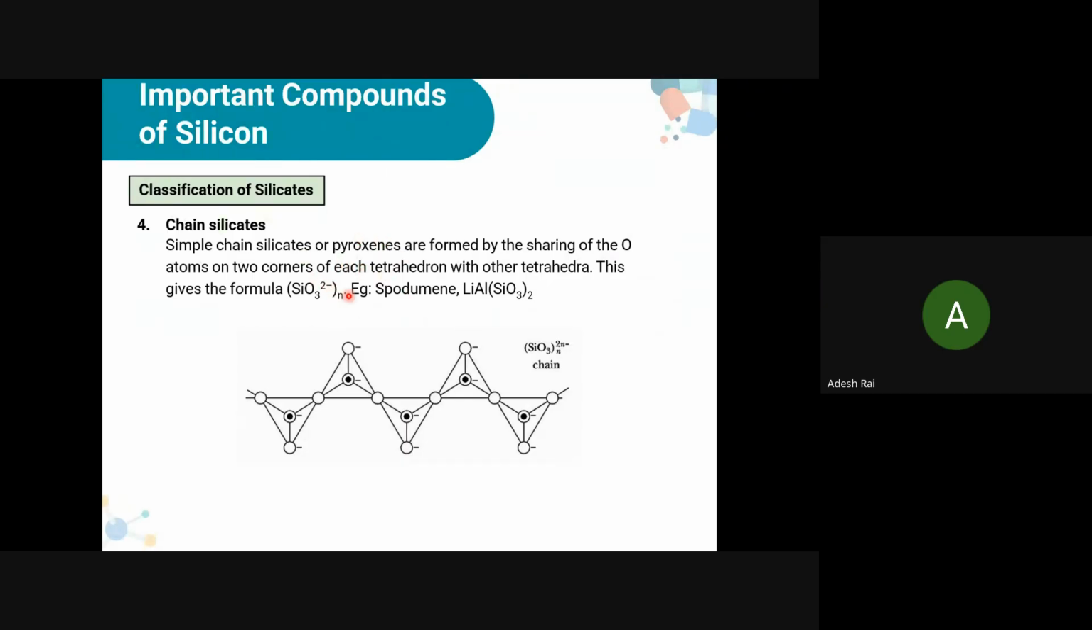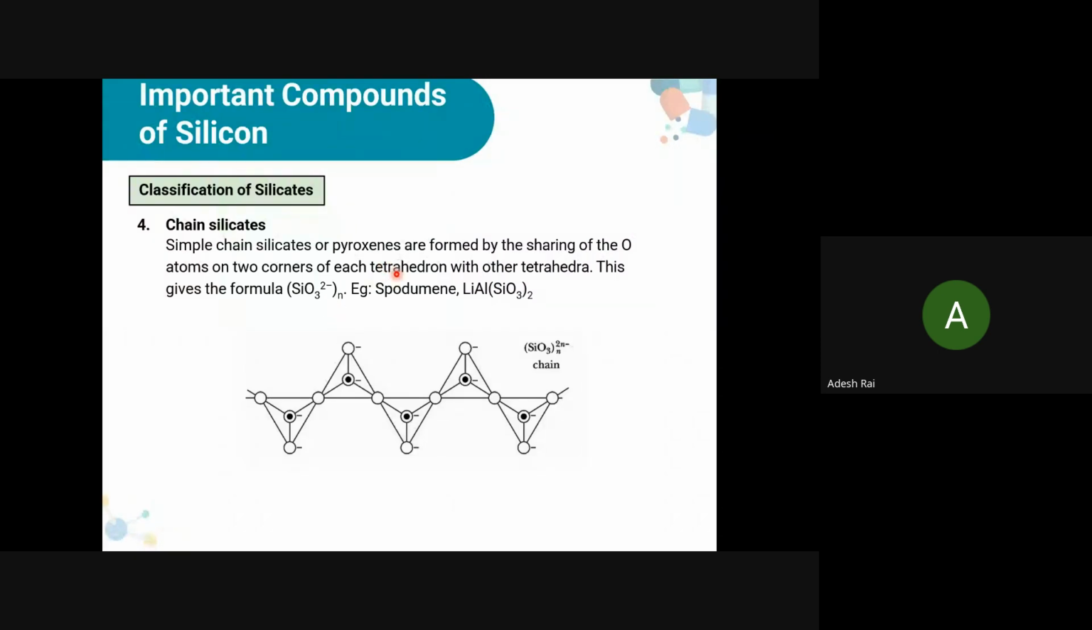What is the difference? Both of them are going to share how many oxygen atoms? Tell me. Both of them are going to share two oxygen atoms, but the difference is what? Chain is an open structure and cyclic will be closed. Even their basic formula is the same, SiO3 minus 2. There also it was SiO3 minus 2. Okay, so remember this difference.